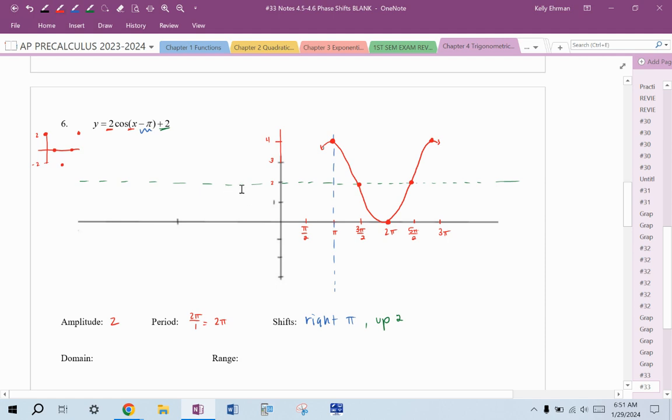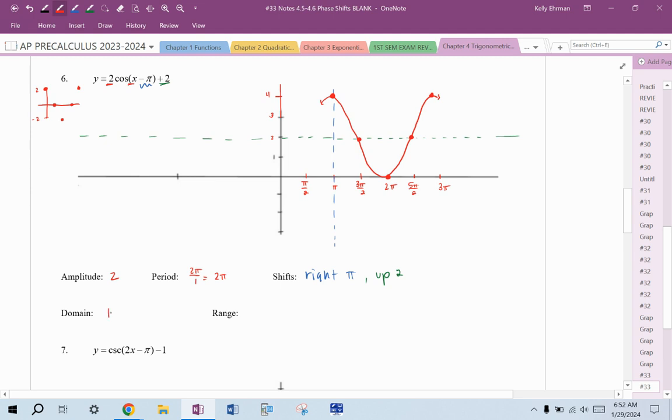Okay, what about domain and range of this one? So domain is still all real numbers. And the range, instead of -1 to 1, has been changed by both the amplitude and the vertical shift. So now it's 0 to 4.